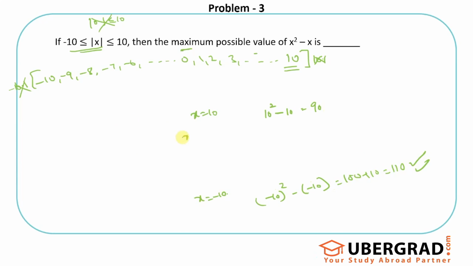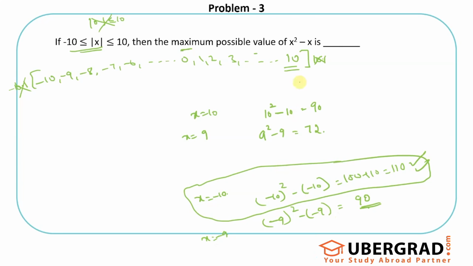If I take x is equals to 9, for example, it will be 9 square minus 9, that's 81 minus 9 is 72. If I take minus 9, for example, minus 9 square minus of minus 9 will be 81 plus 9, it is 90. Yes, this is better than this, but still the largest possible value is for this. So the maximum possible value for x square minus x is this. This is fundamentally testing your understanding of modulus, meaning x can take all of these values. Once you understand this, it's a very simple question.